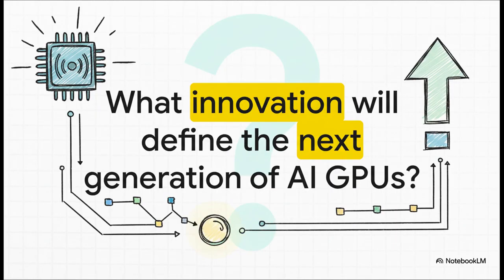And you know, that just leaves us with one final thought. We've just seen this shift from raw power to smart efficiency with things like FP4 and the AMP. It really makes you wonder, with AI moving at this crazy pace, what's going to be the next game-changing innovation? What will define the next generation of hardware? Something to think about. Thanks for tuning in.